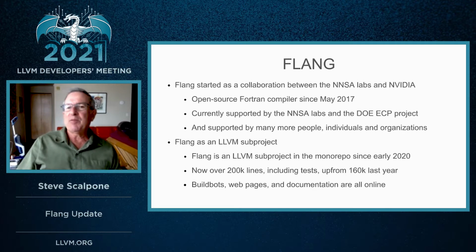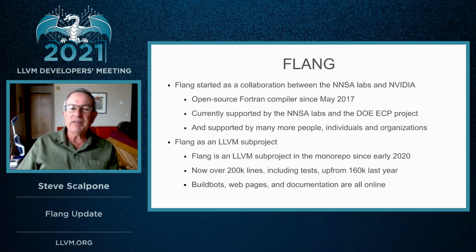Flang was started as a collaboration in 2017 between the NNSA labs and NVIDIA, where we open sourced a Fortran compiler in May of 2017. That compiler is still under active development under Flang compilers. Since then, we decided to start again from scratch, and we did. And Flang was accepted as an LLVM subproject a couple of years ago. It's been in the mono repo since 2020.